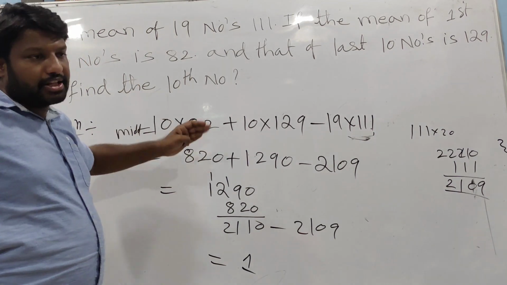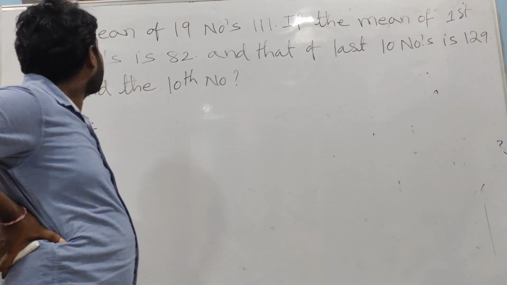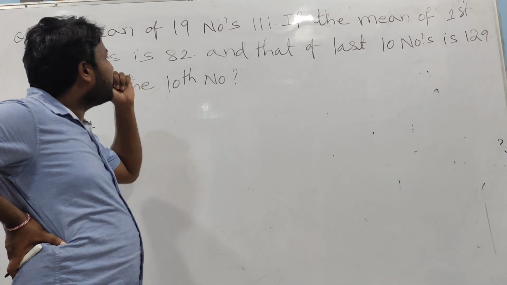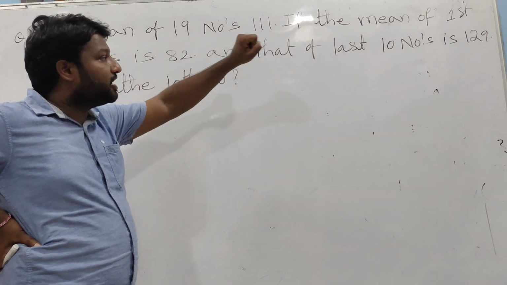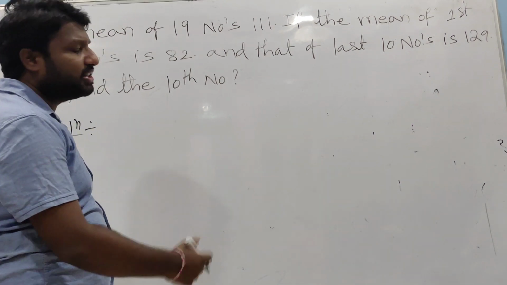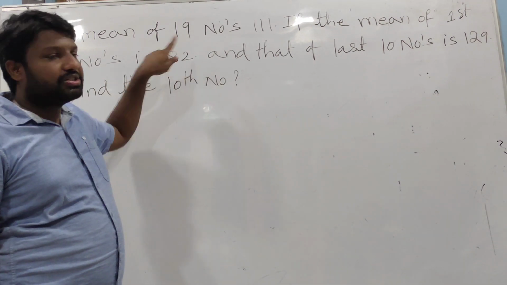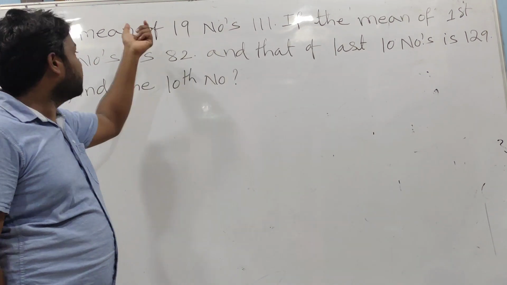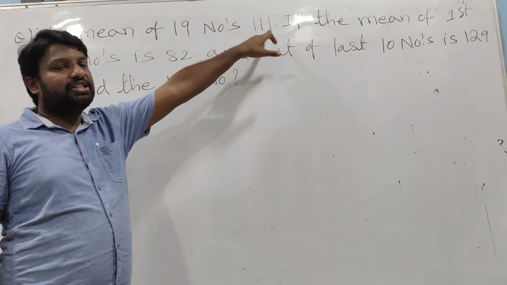Now I will do the same problem in another method also. Now for the same problem, I will tell you one more method. The mean of 19 numbers is 111. If the mean of the first 10 numbers is 82 and the last 10 numbers is 120, find the 10th number. Now see, the first 10 numbers' average, mean means average, is how much? 82. Total average is 111.